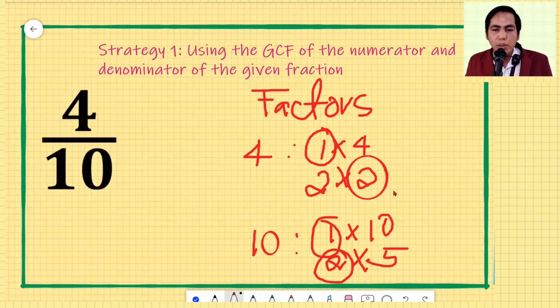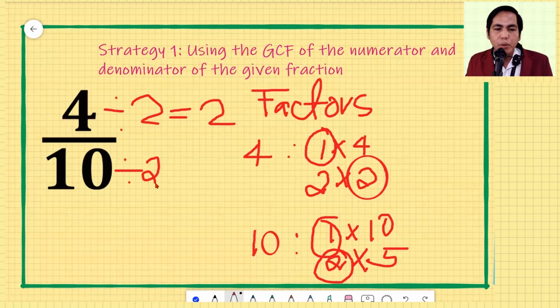So since 2 is the bigger common factor of 4 and 10, therefore 2 is the greatest common factor of 4 and 10. So we can now use our greatest common factor, which is 2, to divide our numerator and our denominator. So 4 divided by 2 is equal to 2. And then 10 divided by 2 will give us 5. So therefore, the lowest form or the lowest term of 4 tenths is 2/5.